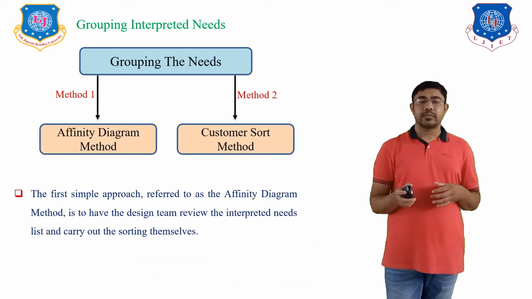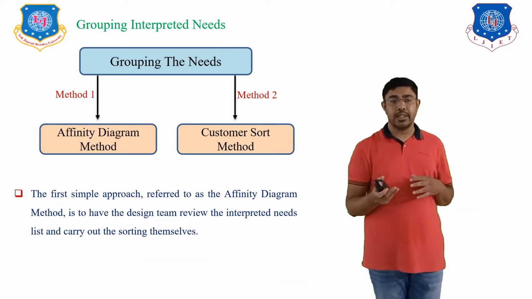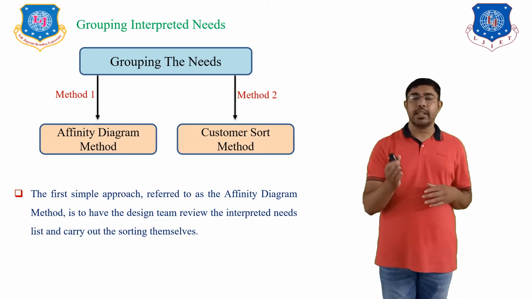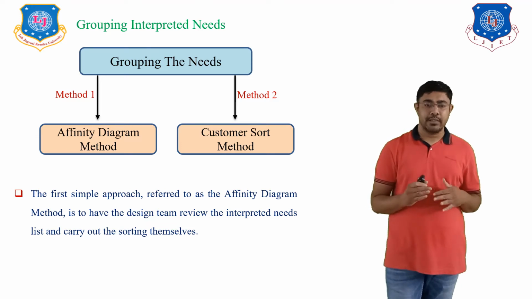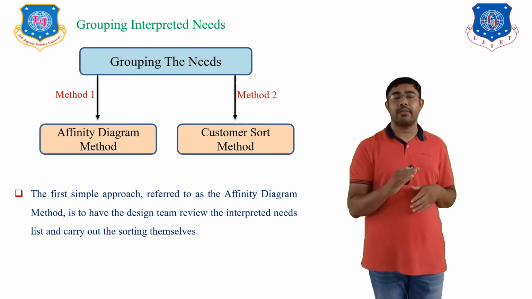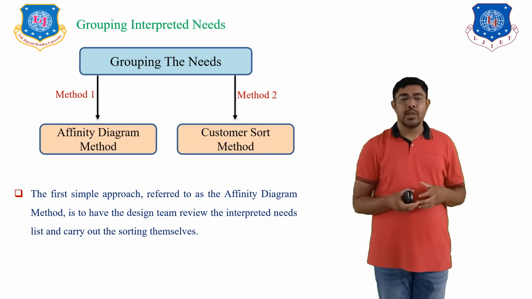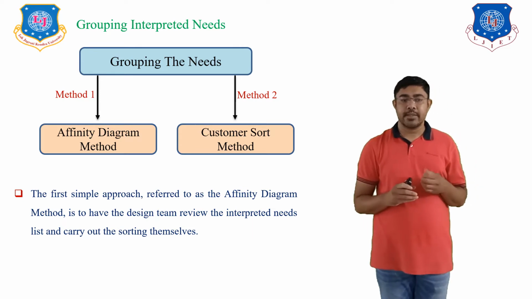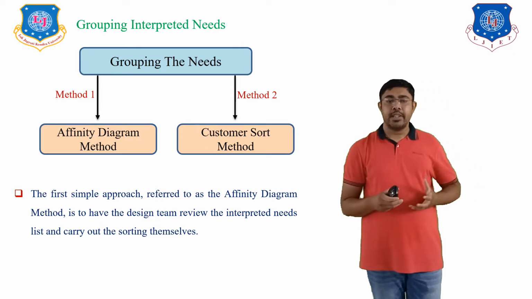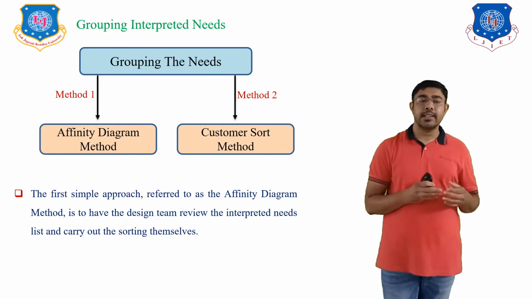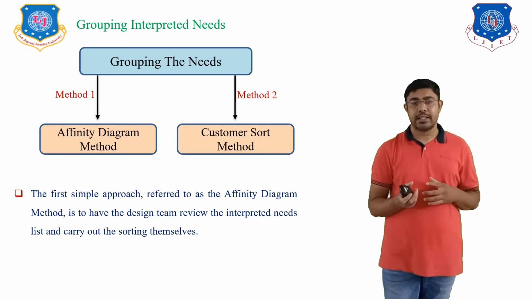There are two methods for grouping the needs. The first method is the affinity diagram method, and the second method is the customer sort method. But according to your syllabus, you have to learn the first approach, that is the affinity diagram method. In this simple approach, the design team reviews the interpreted need list and carries out the sorting.